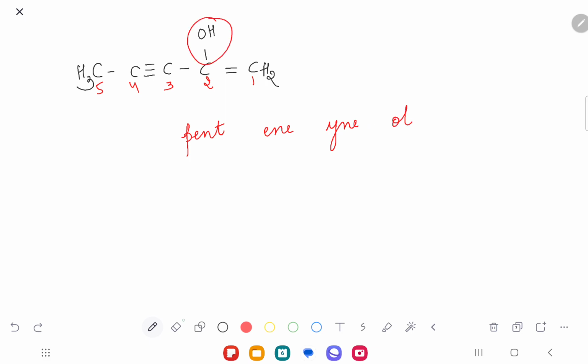Ol is what for the functional group? Why have I numbered here like this? Why am I giving numbering from left to right, or from right to left? Because, yes, because the functional group will have preference. Exactly. So the second carbon will have OH. You understand?